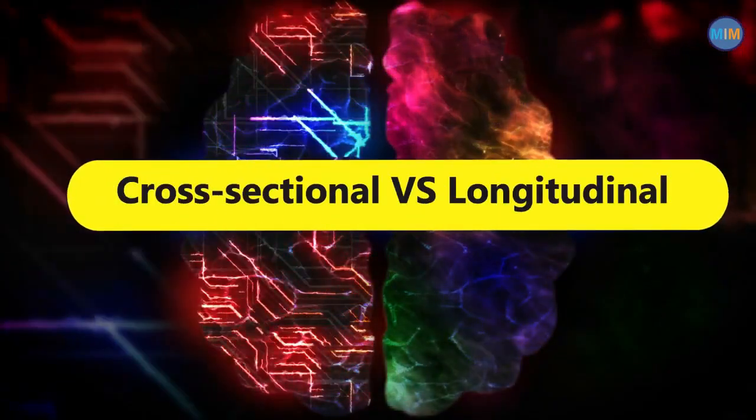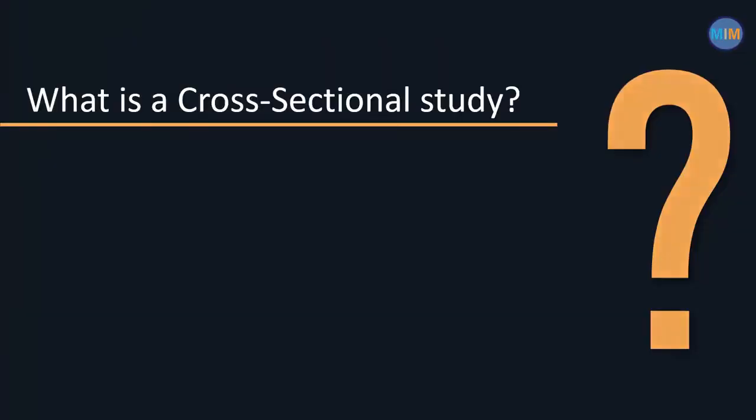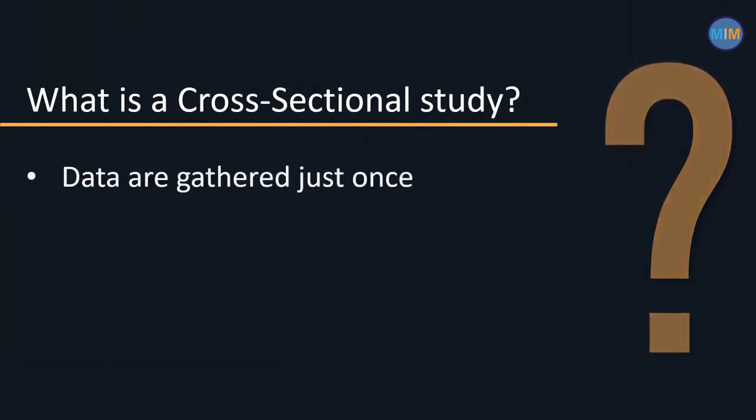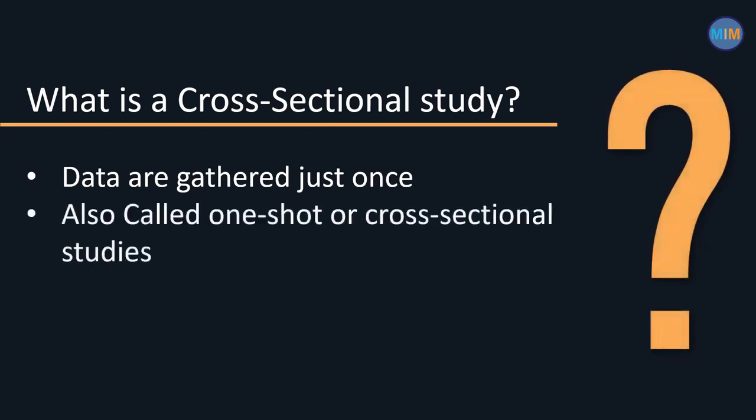Difference between cross-sectional and longitudinal studies. What is a cross-sectional study? A cross-sectional study can be undertaken in which data are gathered just once, perhaps over a period of days or weeks or months, in order to answer a research question. Such studies are called one-shot or cross-sectional studies.